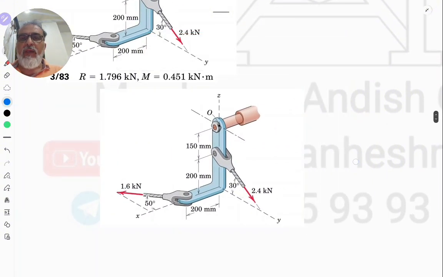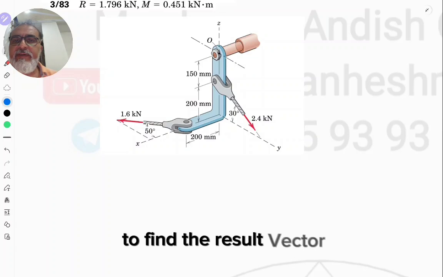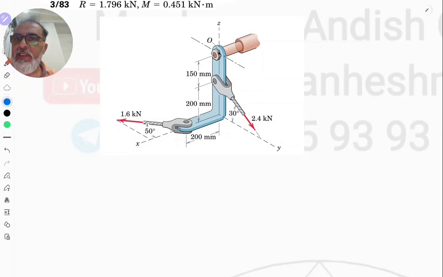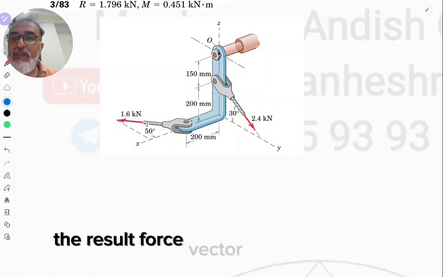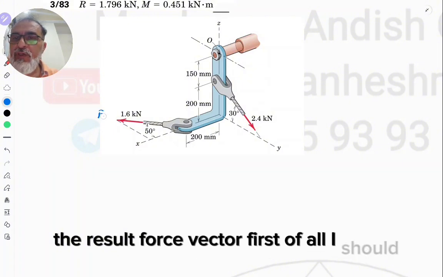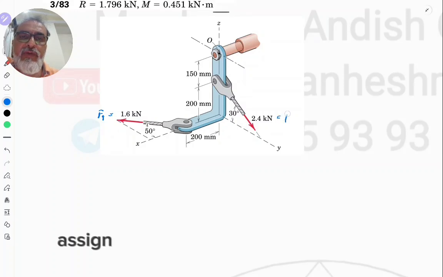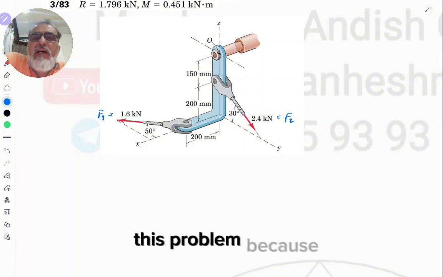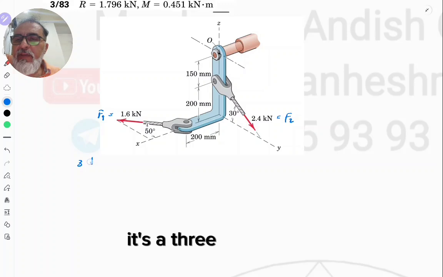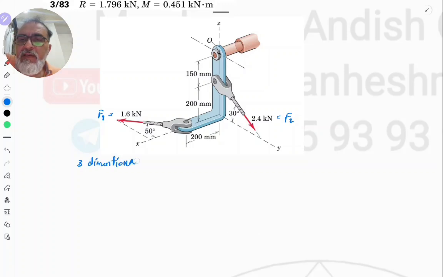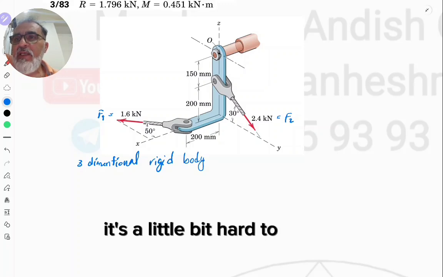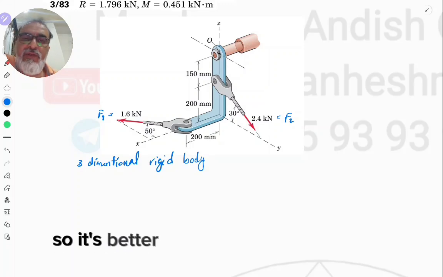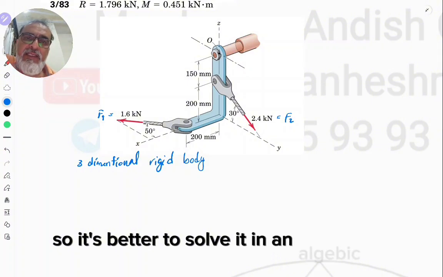To find the result force vector, first of all I should assign two names to these two vectors in this problem, because it's a three-dimensional rigid body, so it's a little bit hard to solve it geometrically, so it's better to solve it in an algebraic way.